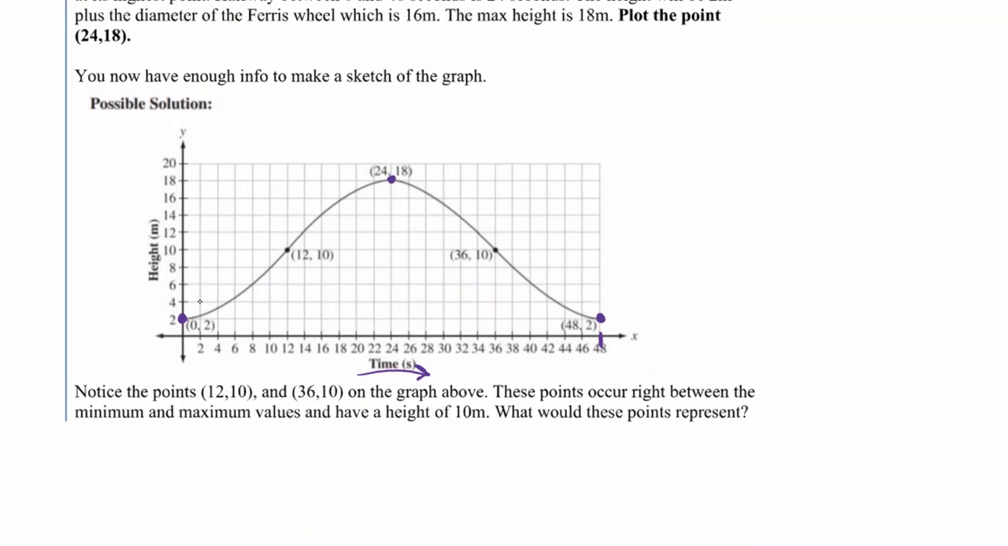And then to tell you the truth, once you have those 3 points, just knowing the way that these sinusoidal waves work, if this was our minimum or our bottom, then it would go up and then it would come back down again, right?